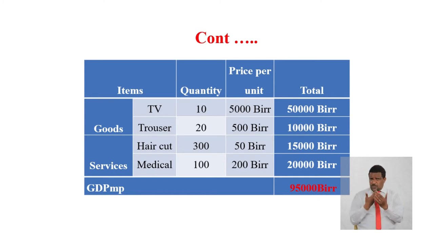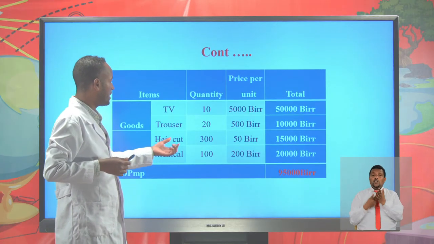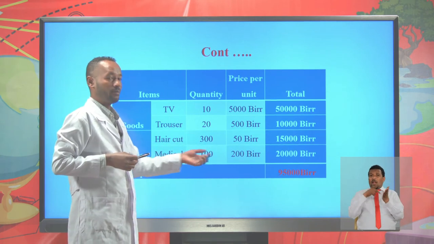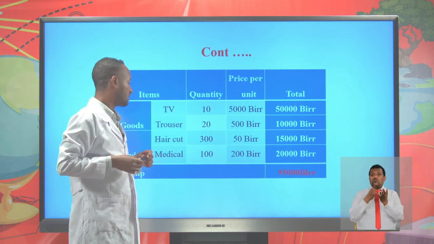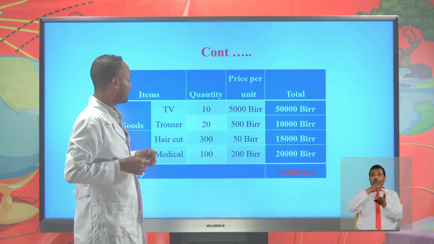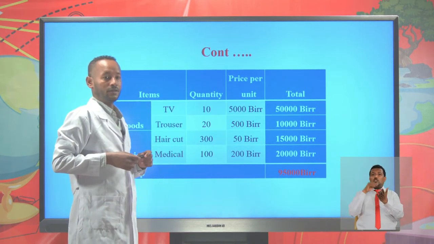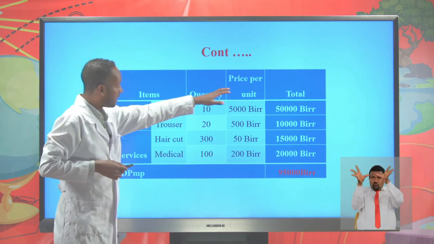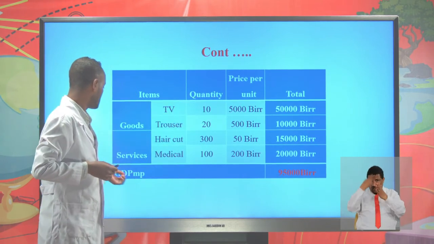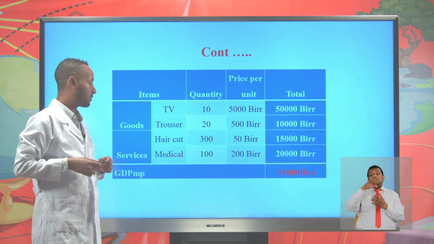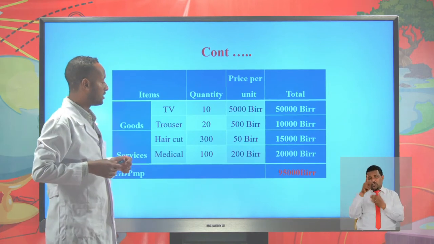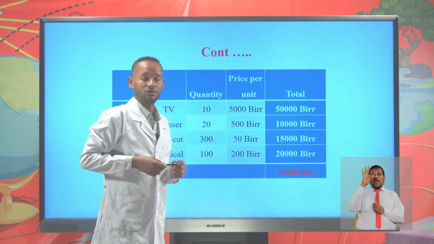When we see the medical diagnosis service, if 100 medical diagnosis services are offered in this economy, and if the price of a single medical diagnosis is 200 birr, then the total market value of medical diagnosis is 20,000 birr. Then when we add all these market values together, we will get the gross domestic product at market price, and this will give you 95,000 birr.